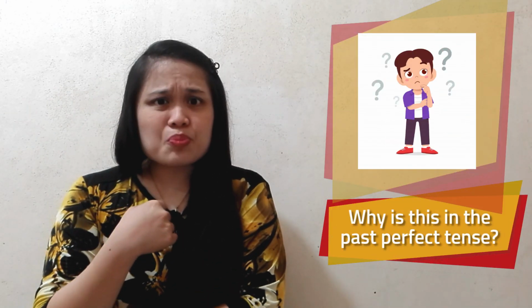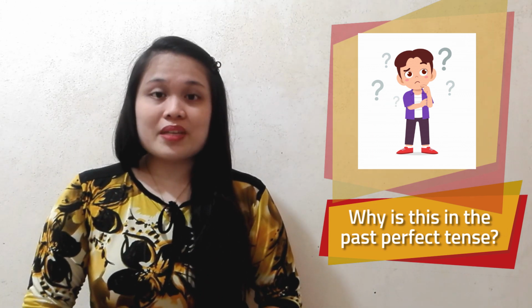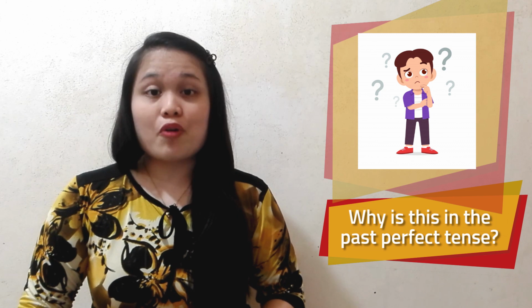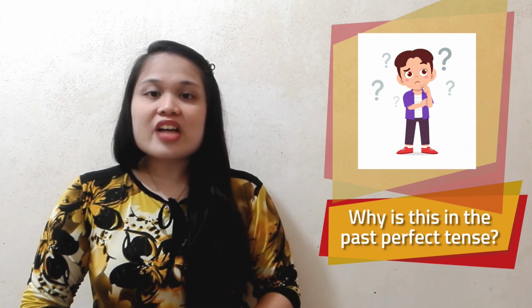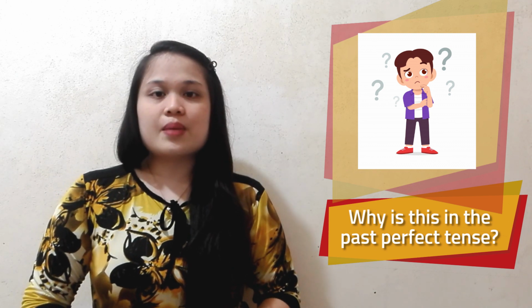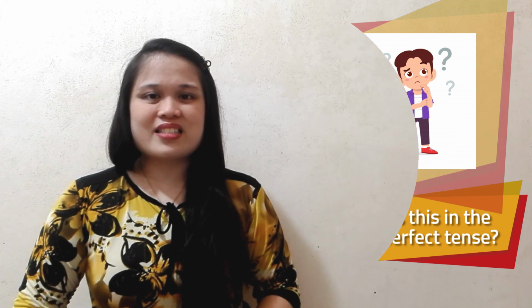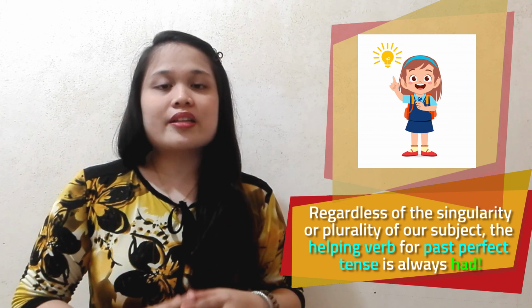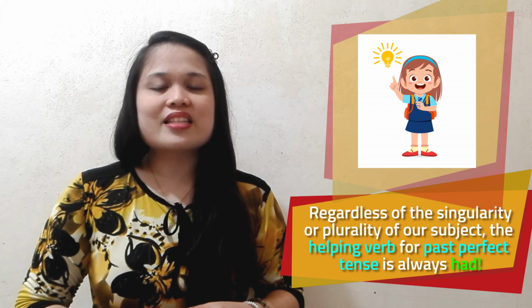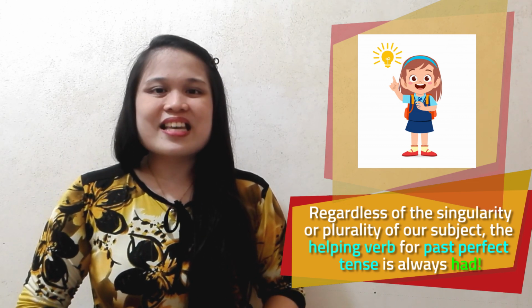Why is it in the past perfect tense? Well, because before he had moved to Manila, an action took place before it, which is when he had lived in Cebu. Both of these actions are accomplished and had happened in the past, and therefore, the sentence is in the past perfect tense. Oh, by the way guys, don't forget that regardless of the singularity and plurality of the subject in our sentence, the helping verb for the past perfect tense is always had.